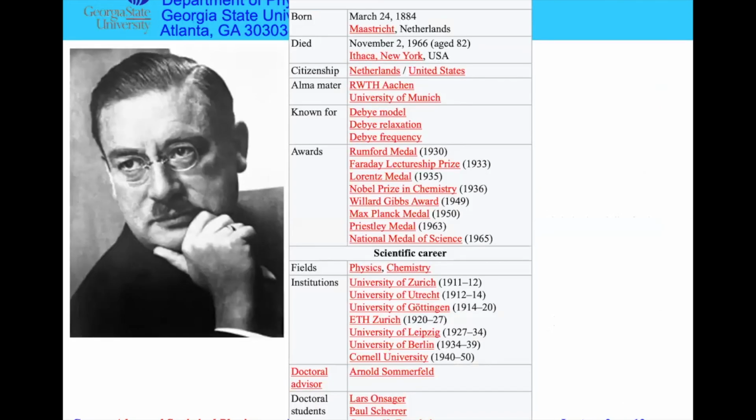So, a very brief biography of Peter Debye. Let you see his photograph. He was born on March 24, 1884 in Maastricht, the Netherlands, and died in 1966 in Ithaca, New York, where he was working at Cornell University. He died at 82. He has dual citizenship, Netherlands and United States.